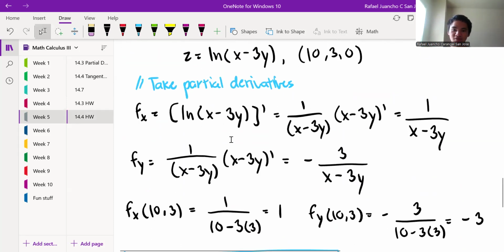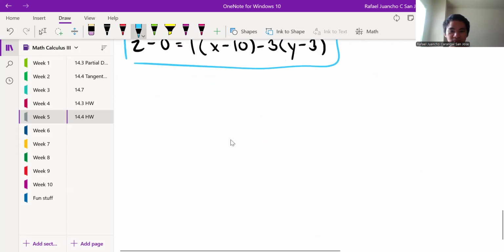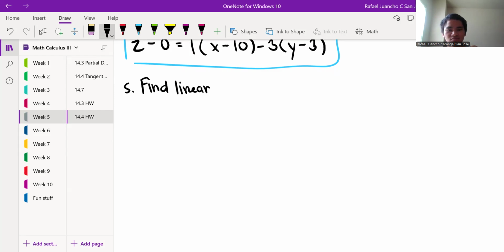Okay, let's continue our homeworks and let's keep the ball rolling. Let's keep it going. We actually have like 3 more to go. So for number 5, right, because I did 4, here we're being asked to find the linear approximation of the function below at the indicated point, right?